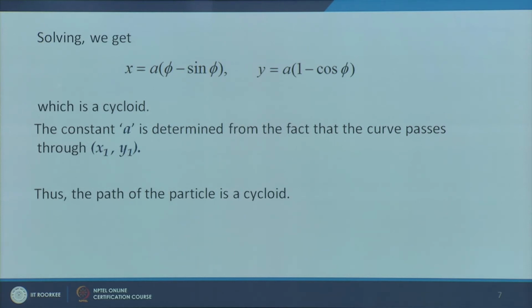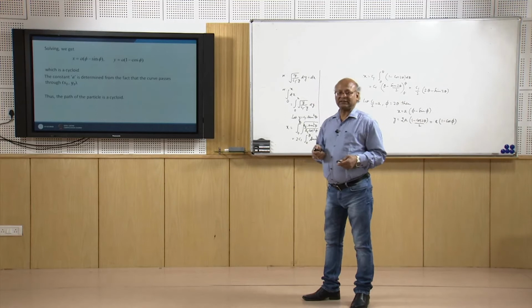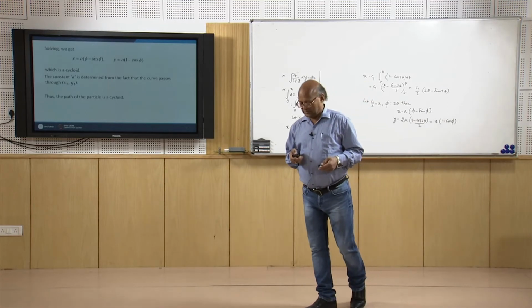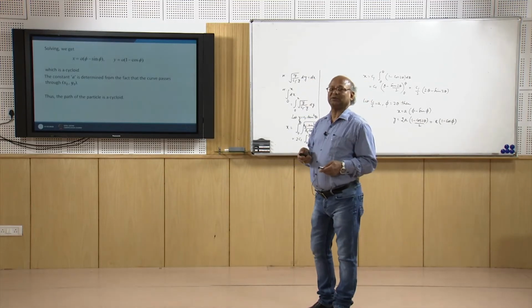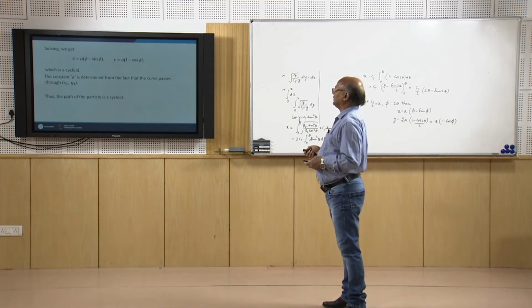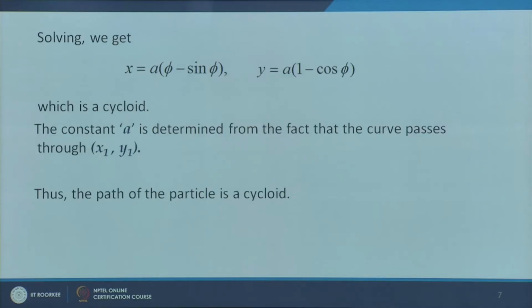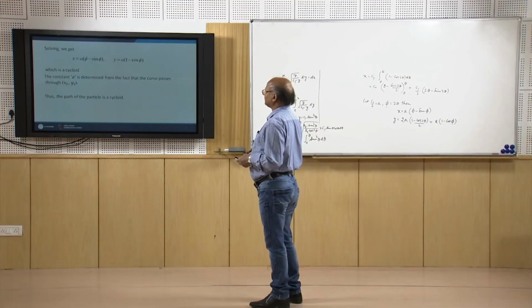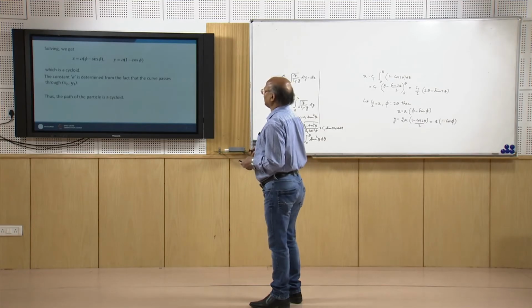So when the particle slides under the action of gravity, where the resistance and the friction of the medium are neglected, it travels along a cycloid. Its path is that of a cycloid. The constant here is determined from the fact that the particle passes through the point x1, y1. So that will give you the values of a and phi. So the path of the particle is a cycloid.